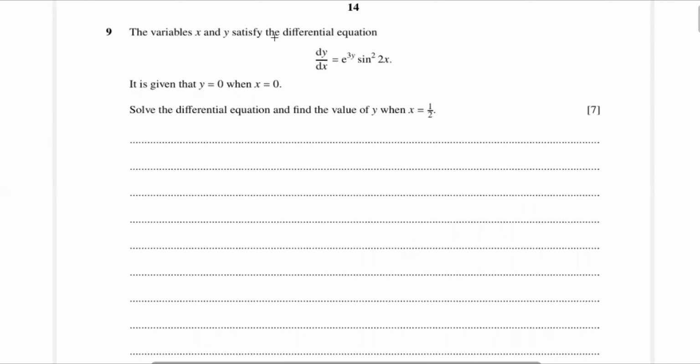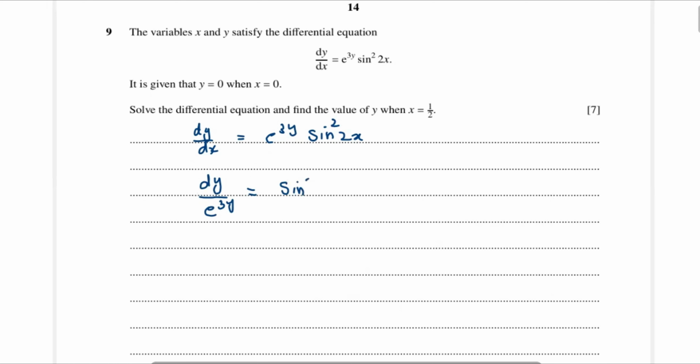Question 9. The variables x and y satisfy the differential equation dy over dx equals e power 3y sine square 2x. Solve the differential equation and find the value of y. Now you see here the differential equation is dy over dx equals e power 3y sine square 2x. Now we separate the variables y and x. The e power 3y shifts from right to left side, which becomes dy over e power 3y, equal to sine square 2x.